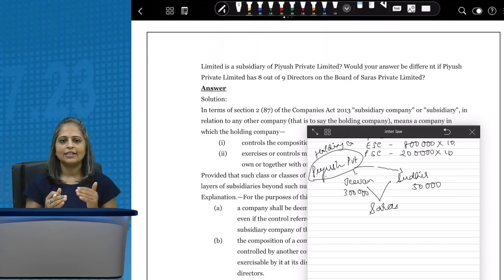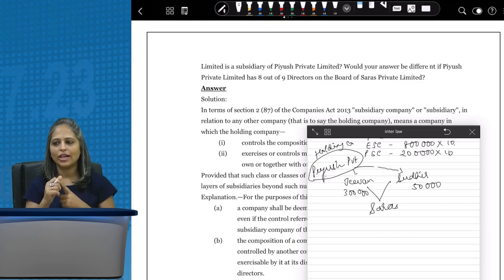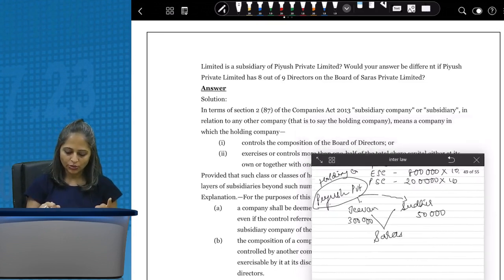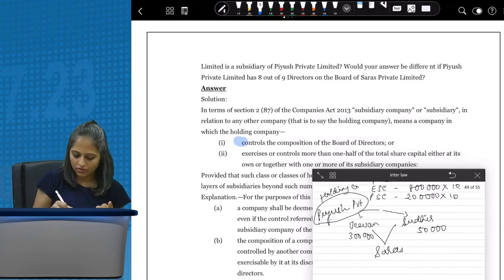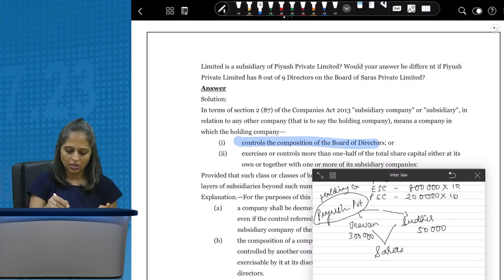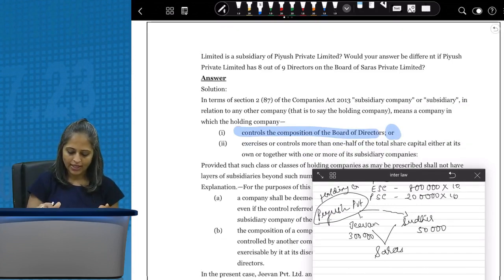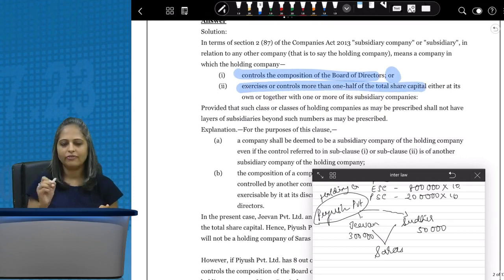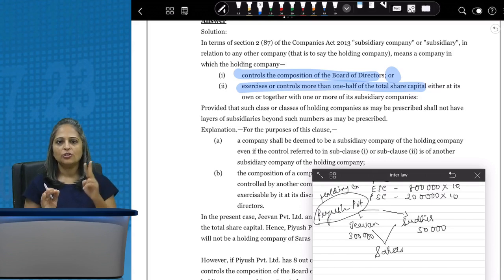So it says that there is a holding company and you are a subsidiary of that company if there are 2 conditions, not both conditions, it's either or. So you can be a subsidiary if you control the composition of the board of directors, or exercise or control more than 1/2 of the total paid up share capital of the company. If you comply with any one of these conditions, then you will be considered a subsidiary.